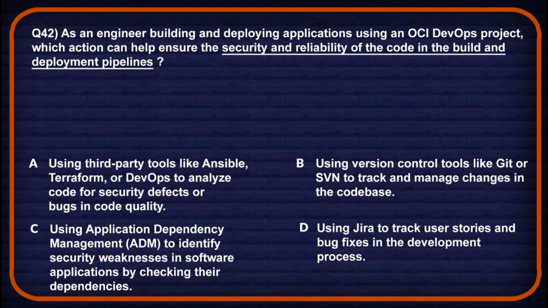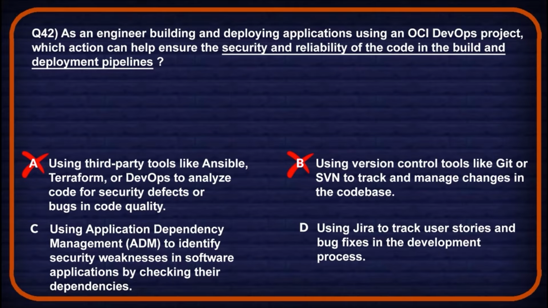Using third-party tools like Ansible, Terraform, or DevOps to analyze code for security defects or bugs in code quality. Tools like Ansible and Terraform manage infrastructure, not code security analysis within CI/CD pipelines. So option A not a good answer. Moving on to option number B. Using version control tools like Git or SVN to track and manage changes in the code base. Version control tools manage code history and collaboration but do not assess security or reliability in pipelines. So option B again a wrong choice.